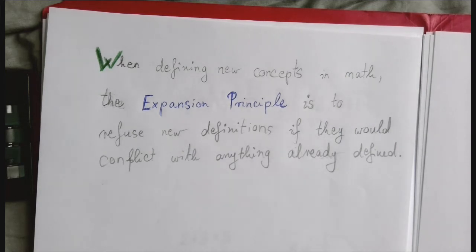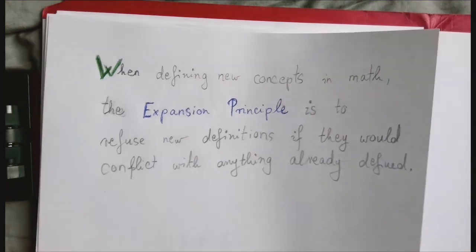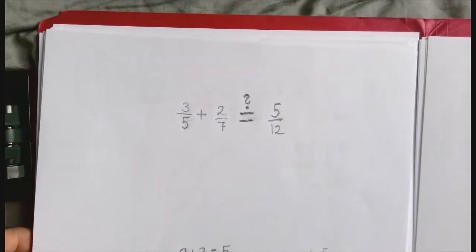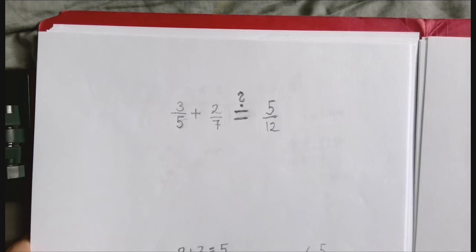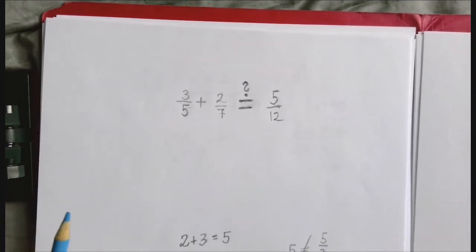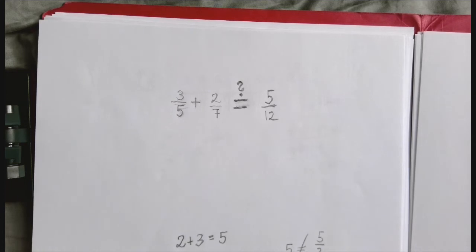Whenever we step out from our world to a larger world, we refuse new definitions if they would conflict with something we already have. Let's see an example. In lower level algebra, some of my students want to add fractions like this. Well, why not? It's so much simpler, right? Add the numerator, add the denominator. Nice, easy to remember, symmetrical. Why wouldn't we define addition of fractions that way?